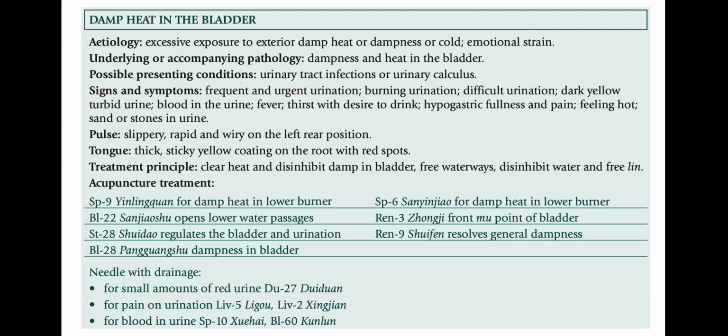With needle with drainage for small amounts of red urine, we use DU 27. For pain on urination, you can use liver 5 and liver 2. For blood in urine, you can use spleen 10 and bladder 60.